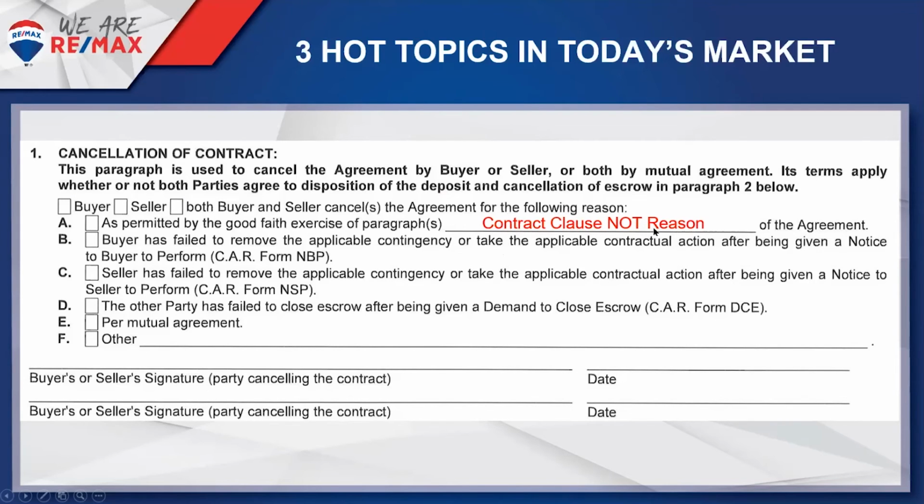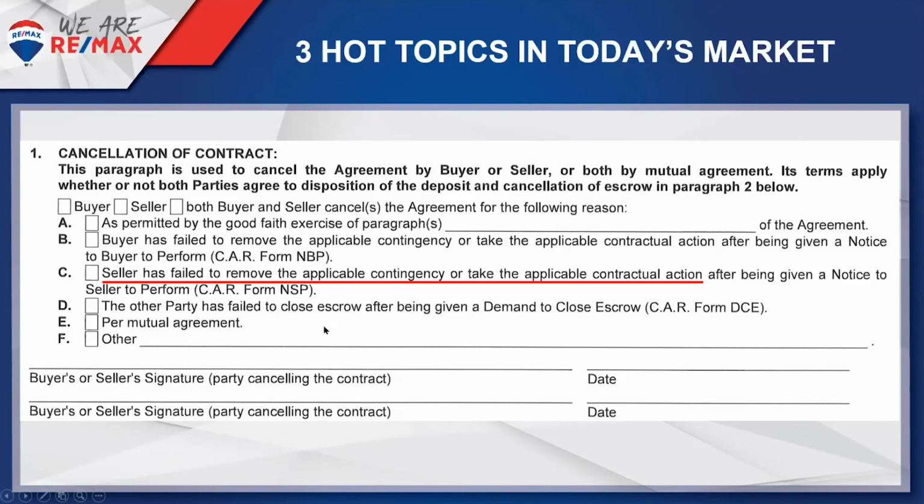This is direct from Carr. Again, I agree. You get into a lot of debate and argument when you give reasons. Just give the contract clause that gives you the right to cancel. Okay. Buyers fail to remove contingencies after being given a notice. That's one reason they can cancel.